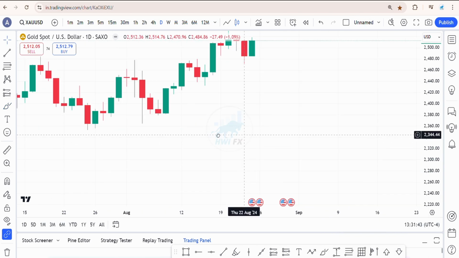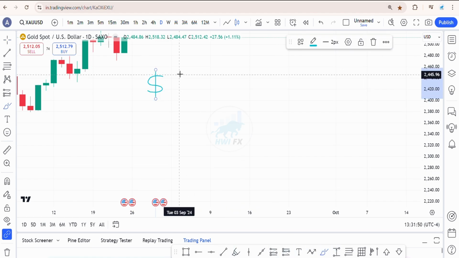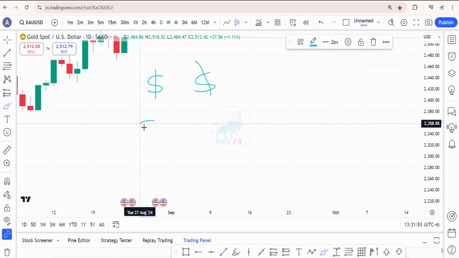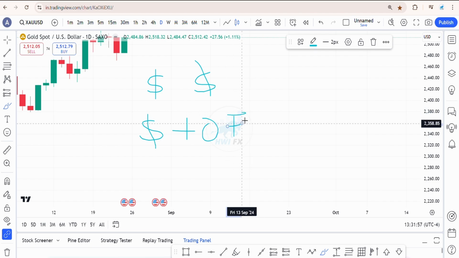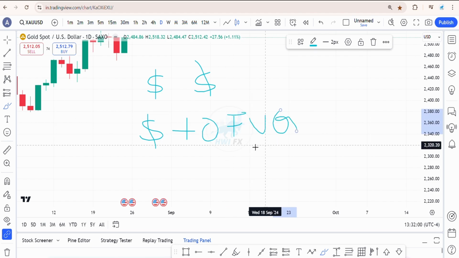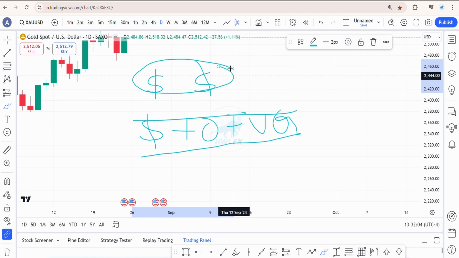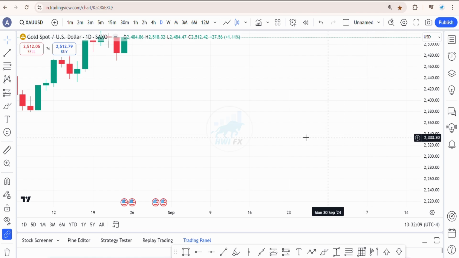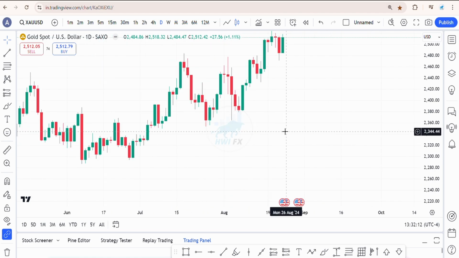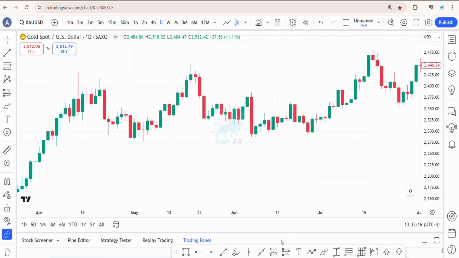So let me tell you, the market either moves from liquidity to liquidity, or liquidity to FVG, which is fair value gap. So always remember, the market either travels from liquidity to liquidity, or liquidity to inefficiency, which is fair value gap. Market always does two things. So we need to understand properly where is buy side and where is sell side.